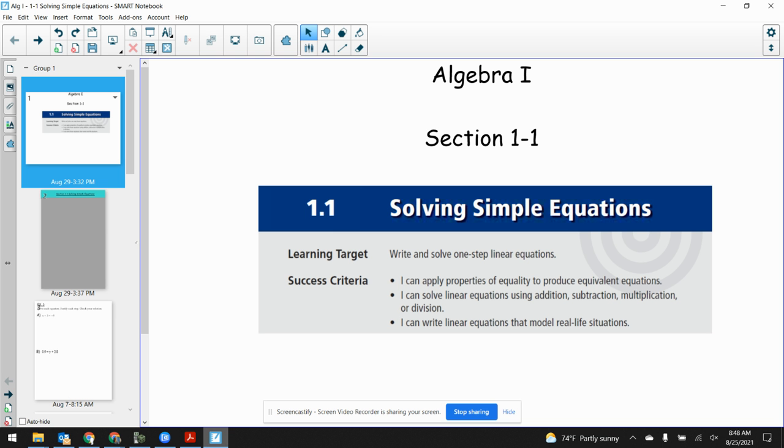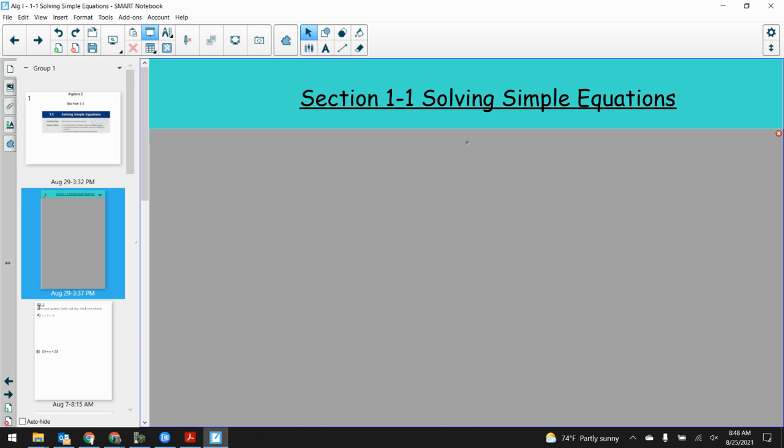Let's go. Exciting, right? This is section 1.1, solving simple equations. The first chapter out of this new book starts off with solving equations. This first section is just solving simple equations, meaning just add, subtract, multiply, and divide. One operation to solve. That's it, okay?